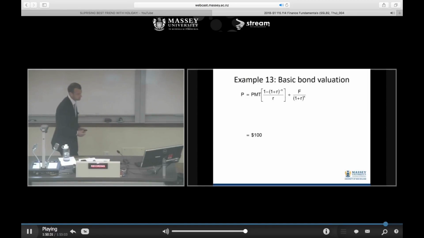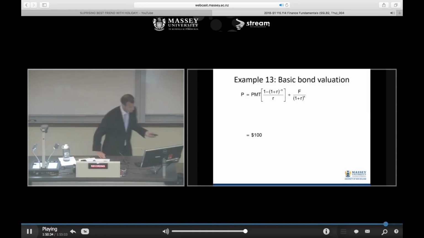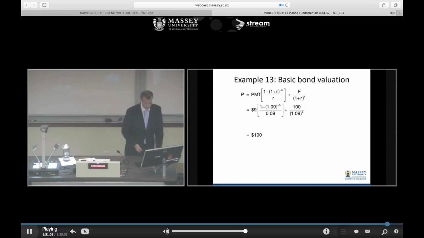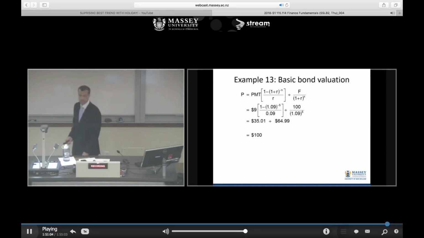So, the formula, wherever R is in the formula, it's 0.09. Wherever N is in the formula, it's 5 for 5 years of the bond. And the only other 2 bits of information you need is the cash flow parts. So payment for the interest payment each year of $9, and the future value, what you get back, is the $100 face value. If you calculate that all through, you'll see you get $100.